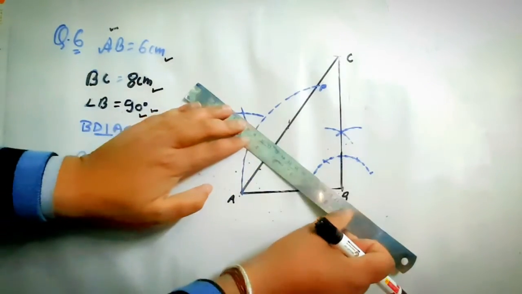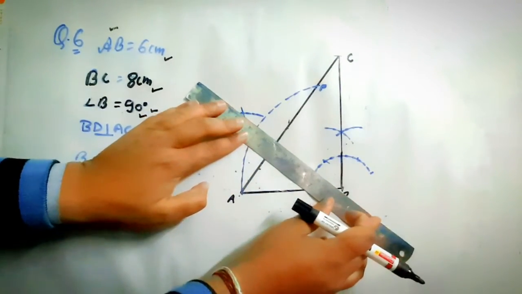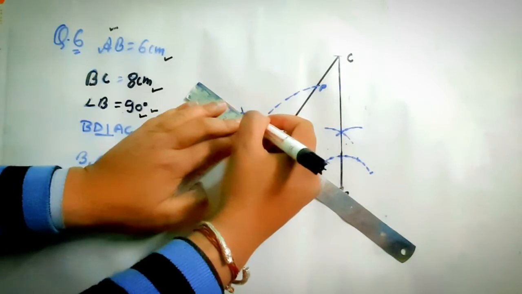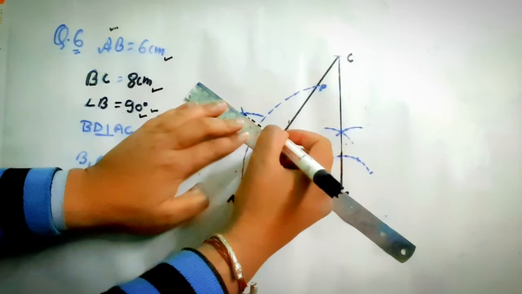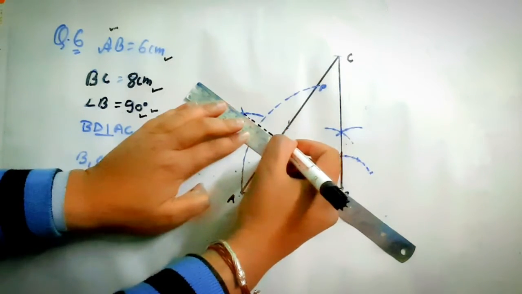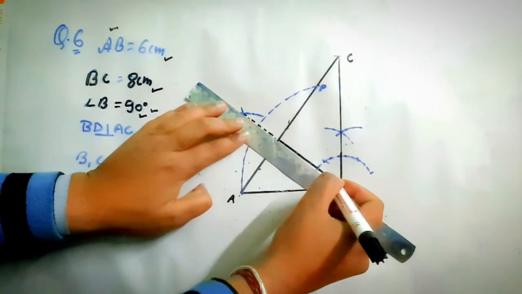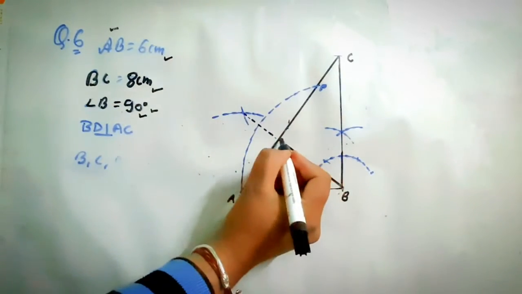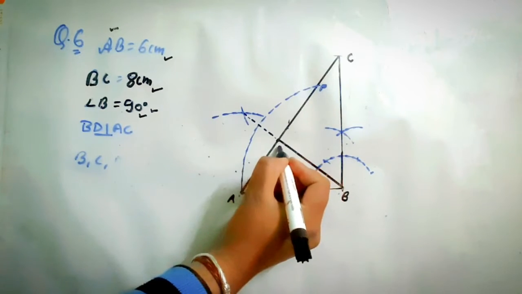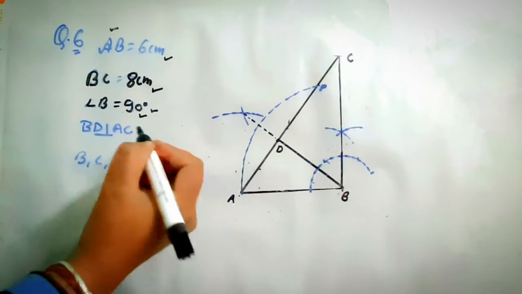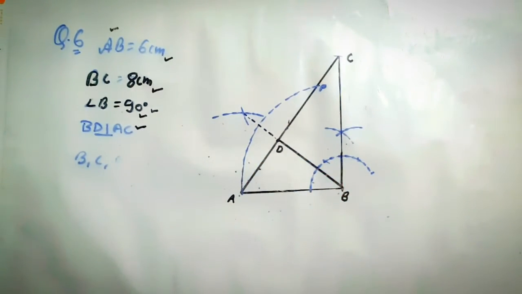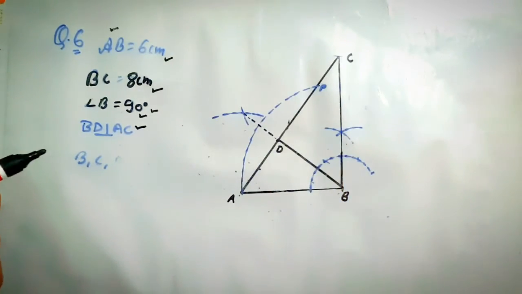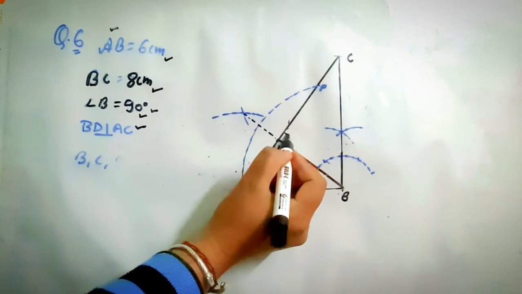So join the point of intersection with B. Till AC I am making it dotted, and now from AC to B I am making it dark. So this is your point D, and BD is perpendicular on AC. Means triangle BDC is also a right angle triangle.